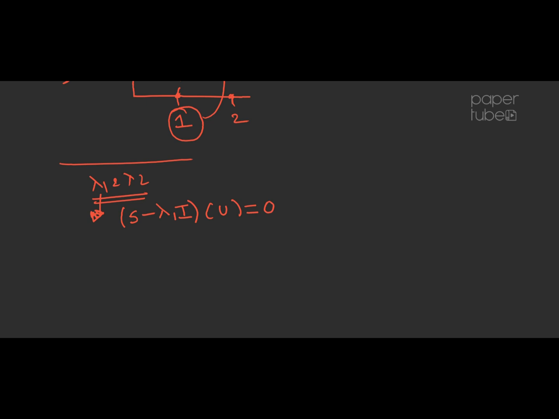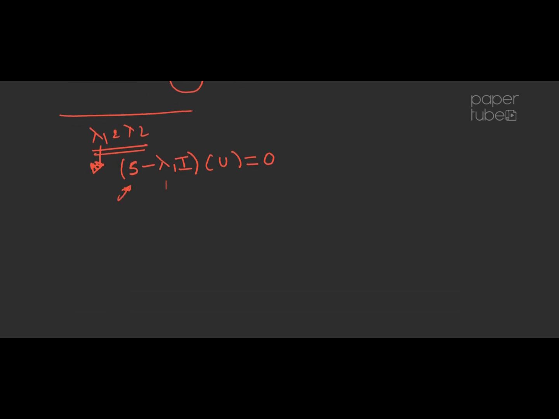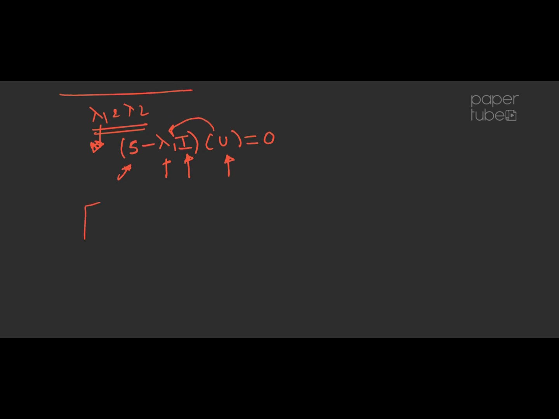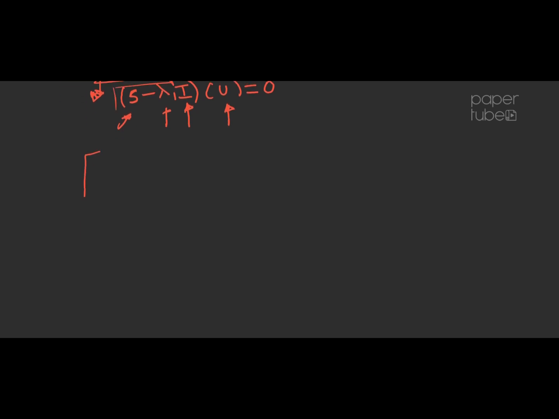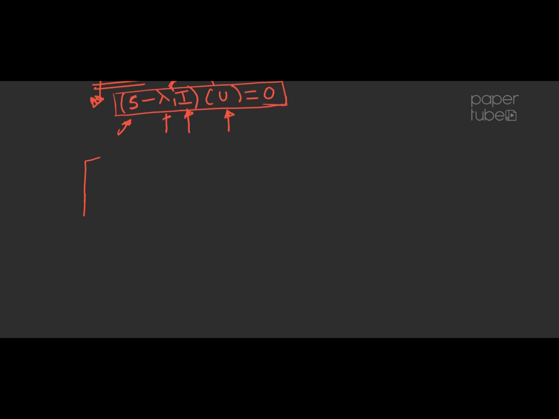What's that? S is the covariance matrix minus lambda, the eigenvalue that we calculated right now, times I, the identity matrix again. U is the eigenvector of the eigenvalue lambda 1, and that should be equal to 0. So let's expand this equation. This is just a formula, but you should know how to write this in a matrix format. So S is 1, 2, 3, 8, 3.